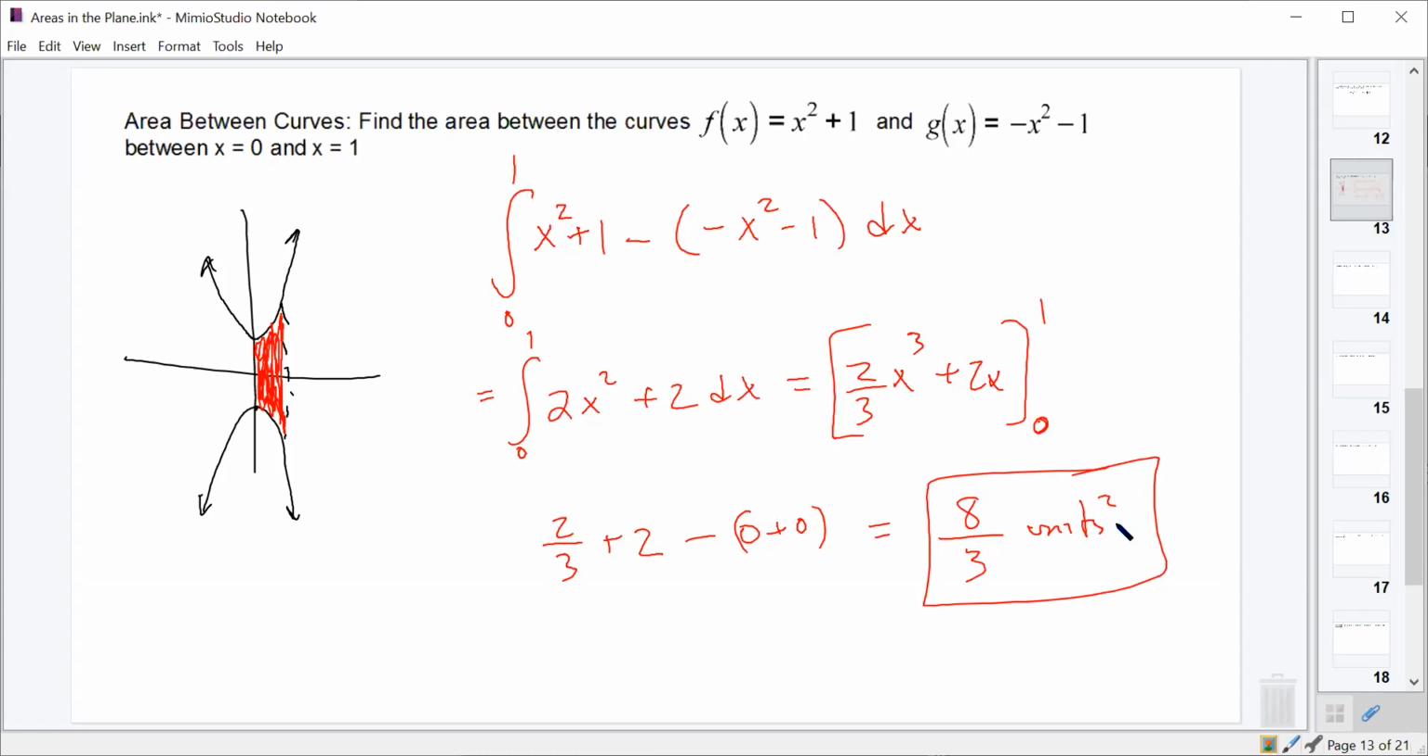Everybody good? Any questions there? Do you have to write units out completely, or can you just write like un squared? Yeah, that'd be fine.